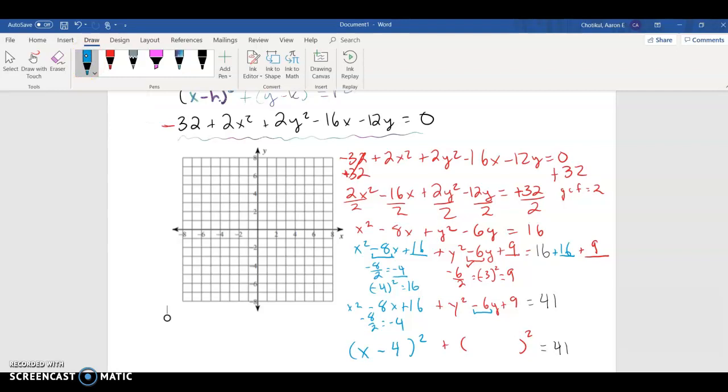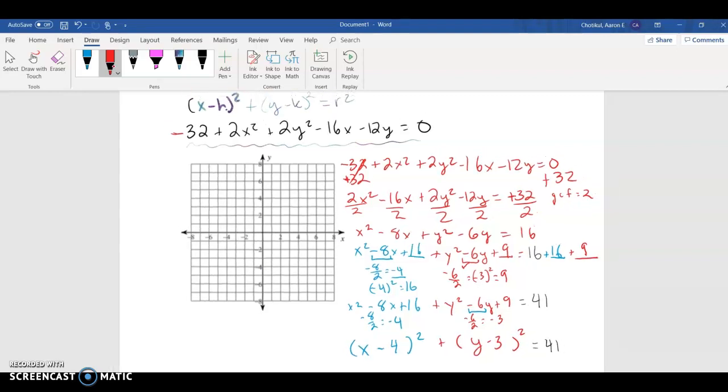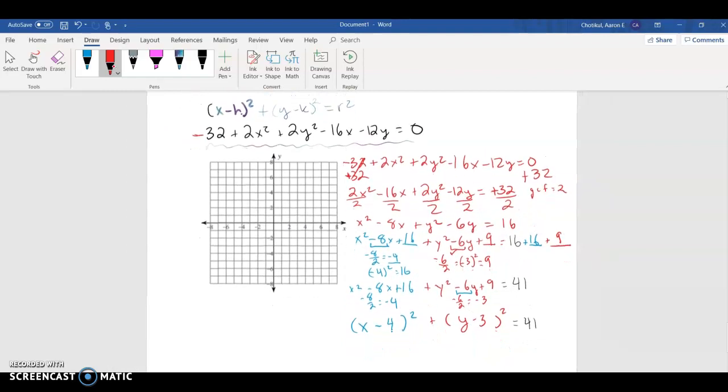Minus 4 squared. We do the same thing for this negative 6. Negative 6 divided by 2 is negative 3. Y minus 3. And now we have that factored. Let me see if I can zoom this in a little bit. There we go. We have this in standard form, and now we can extract the information. Now we have our center, opposites, right? It's going to be 4, 3, to the right 4 up 3.